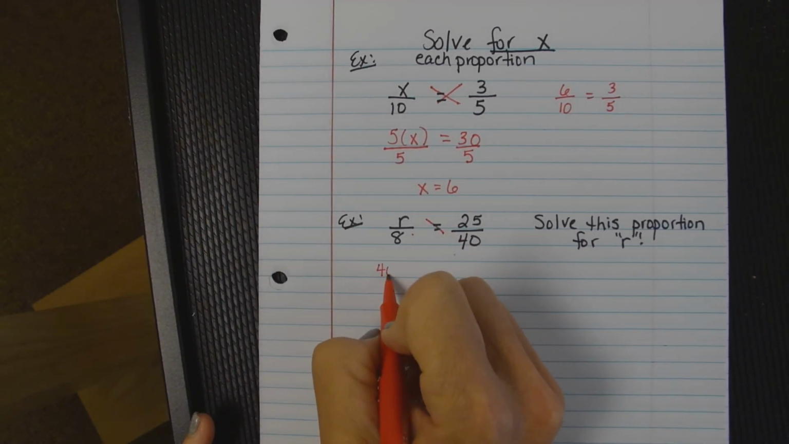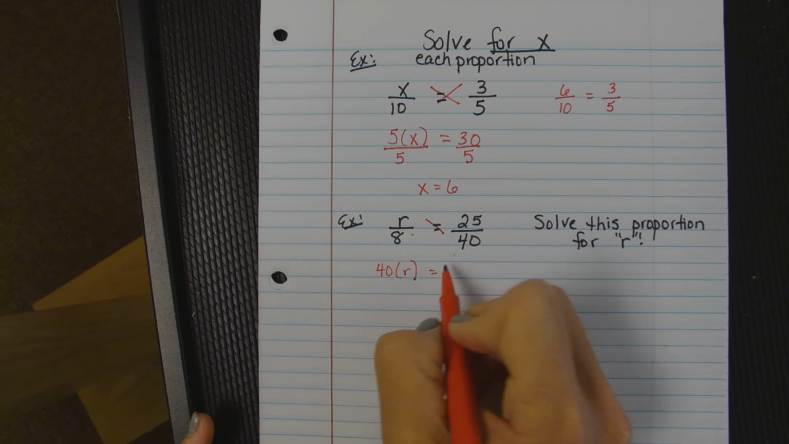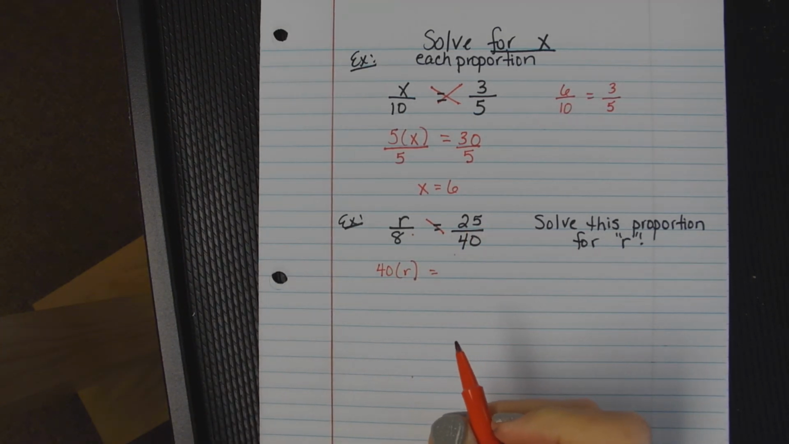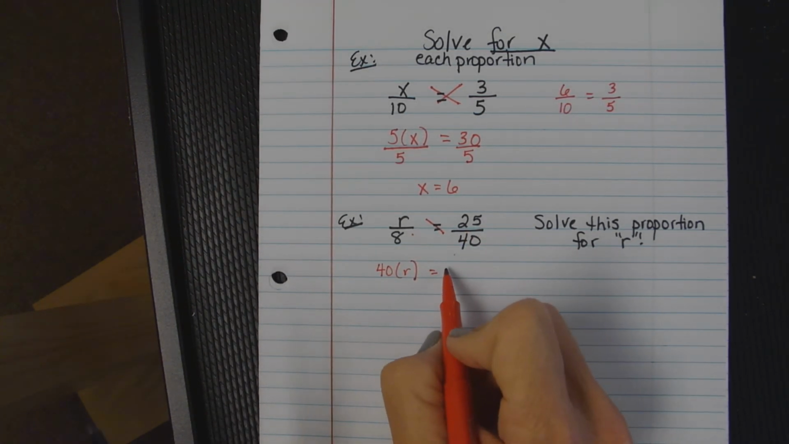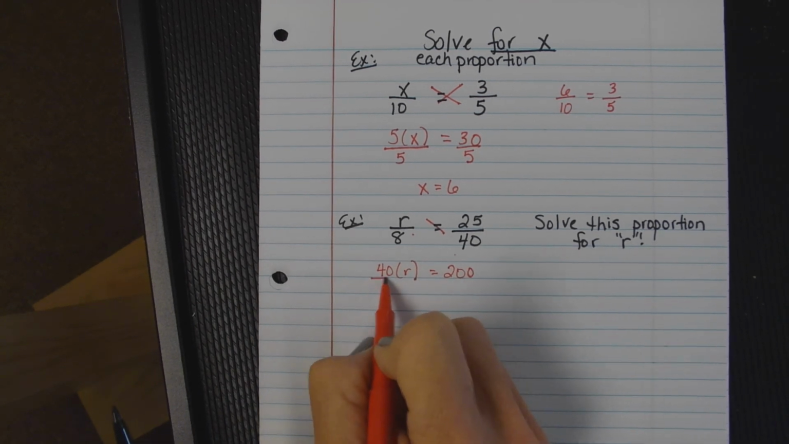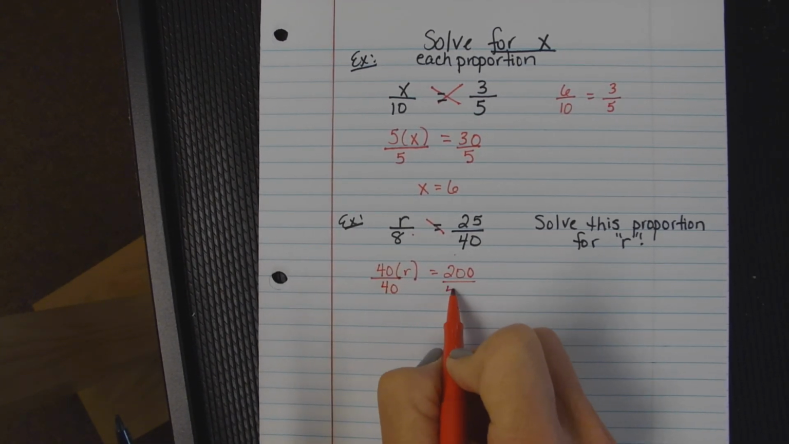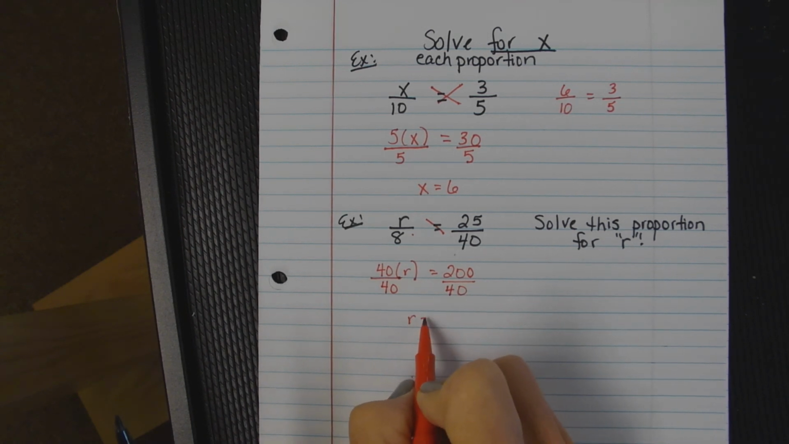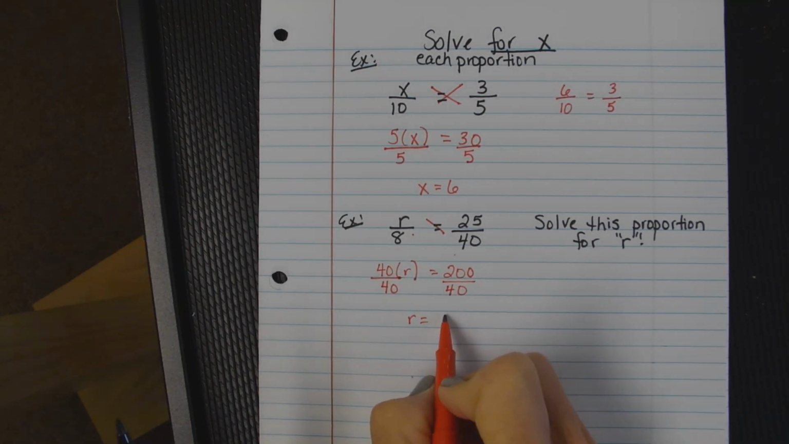So you're going to say 40 times R equals, what's 25 times 8? Anybody? Thank you. Divide by 40, right? And R is 5.